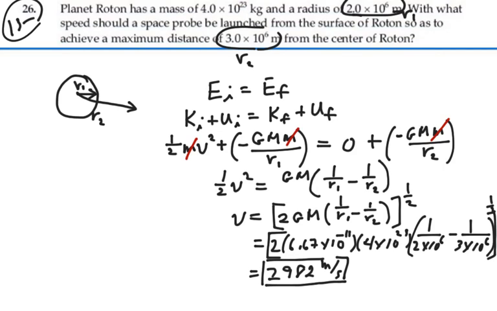So that's the velocity we need to launch with in order to achieve that height from the planet. It won't be a stable orbit, so the object will tend to fall from that point. But that's our velocity, 2,982 meters per second.